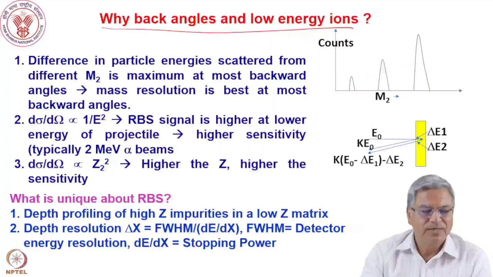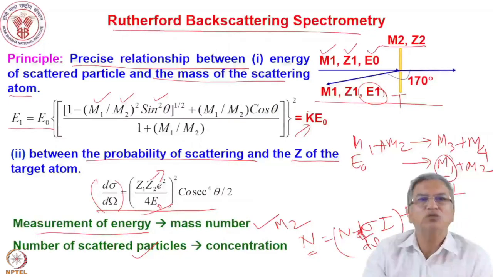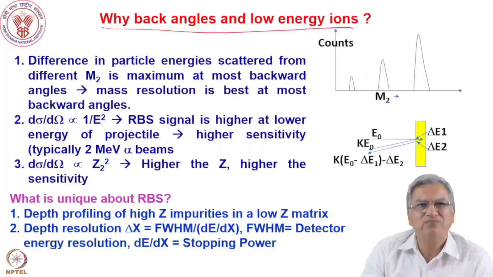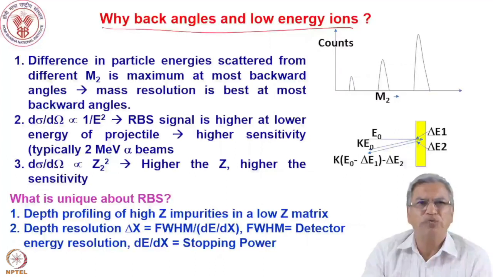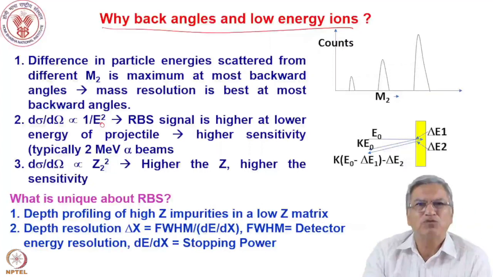Not only that, the cross section for Rutherford backscattering is 1 upon E square. So the lower the energy, the higher the cross section for RBS, and therefore we go for low energy ion beams. So two aspects, why low energy ions? Because the cross section is inversely proportional to E square, where E is E0. So the lower the energy of the projectile, the higher the sensitivity for RBS, and the sensitivity for detection of the concentration of the elements.